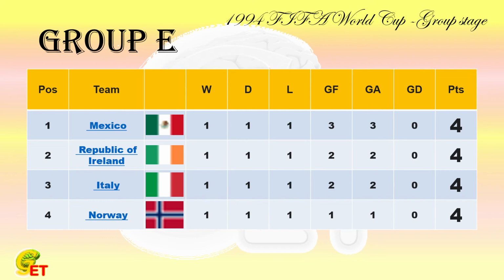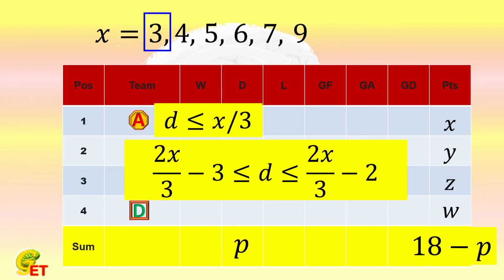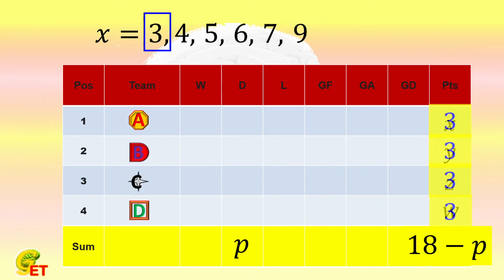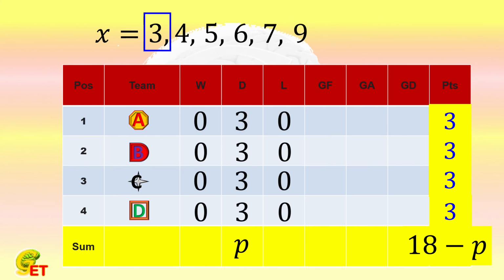In the last case, if the first team scores 3 points, the first condition, d is not bigger than 1. And the second condition, d is between -1 and 0. So d can only be equal to 0. All teams get 3 points. All games end in a draw. Interesting. But from 1994 to 2018, this has never happened.